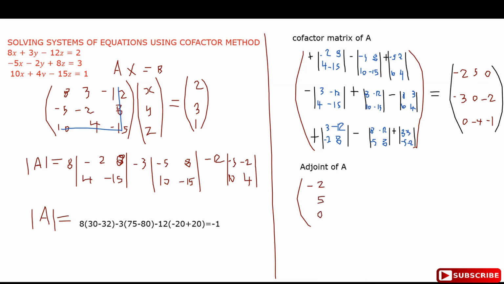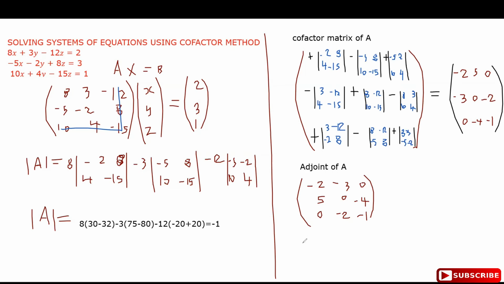Adjoint of A is the transpose of the cofactor. Then now this row becomes this column, so it's going to become minus 3, 0, minus 2. Then this row becomes this column, so it's going to become 0, minus 4, minus 1. All right. We just transpose this matrix. So this row becomes this column, this row becomes this column, this row becomes this column. That's the adjoint of A.